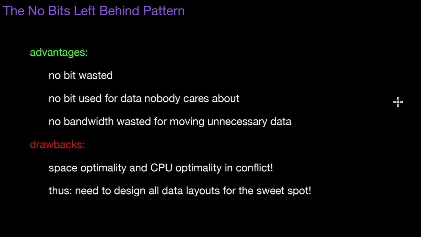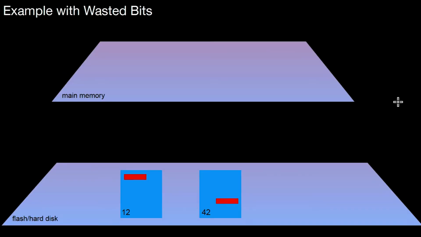Well, let's make it more concrete. Let's look at an example. And I think this explains very well what this pattern is about. So assume we are in between these two levels of the storage hierarchy. We have main memory and we have flash or hard disk. It doesn't matter. So we have pages and those pages contain tuples. So here I have a page 12 and a page 42 and there's a tuple on this page and there's a tuple on that page.